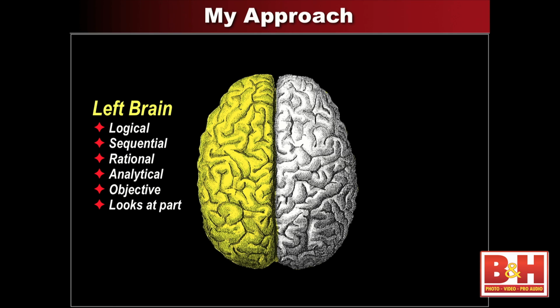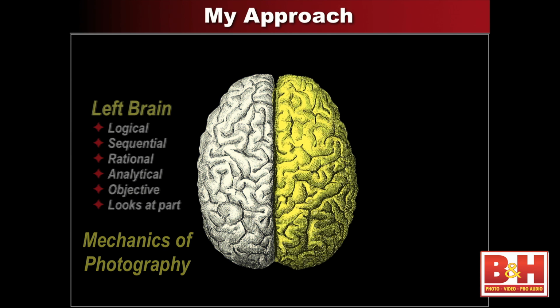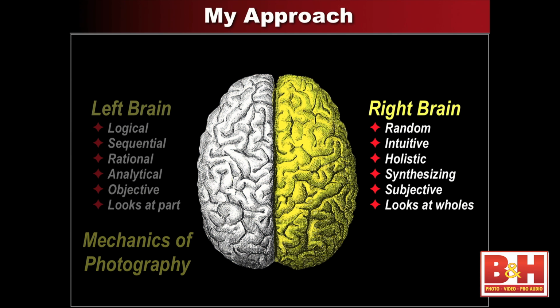But the minute you pick up your camera, you're no longer working with just the mechanics of the camera, you're starting to use the right side of your brain. Now, the right side of your brain is that kind of random creative side. And that's what really makes those beautiful photographs. So that's the aesthetics of photography, and that's going to be my primary emphasis.